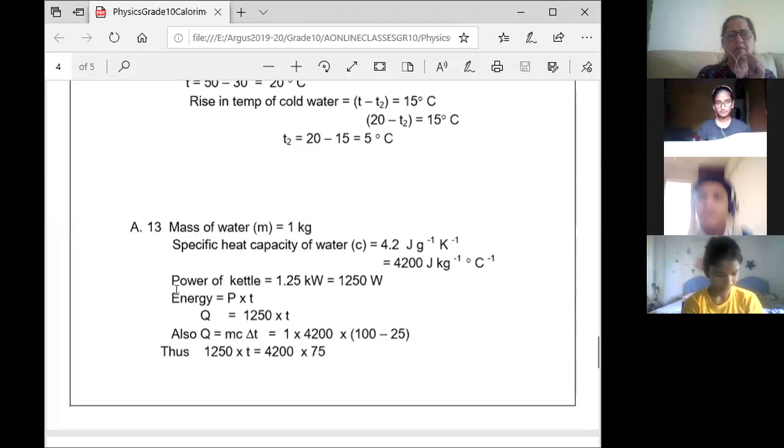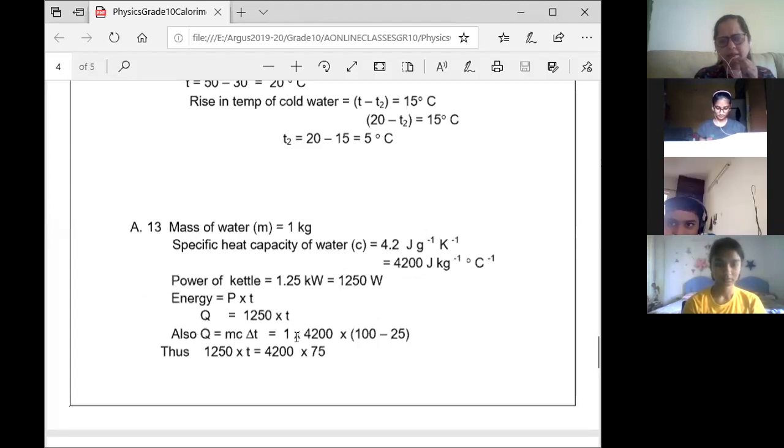Okay. Now the power of the kettle is given as 1250 watts. So using this, I take the formula for energy, power into time. So Q equals 1250 multiplied by T. I have to find T. Also Q equals MC delta T. I've got the mass, I've got the specific heat capacity C, and delta T also I have got, because it said that the rise in temperature is from 25 to 100 degrees. So I equate both the equations, both are heat energies, Q and Q. So 1250 multiplied by T equals this. So I get this, right?